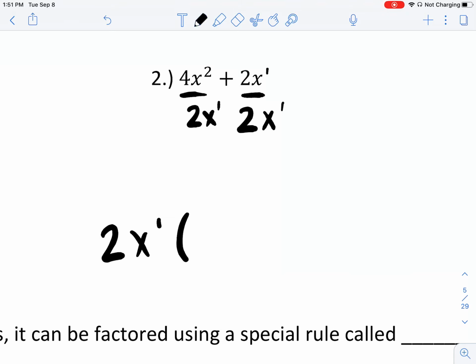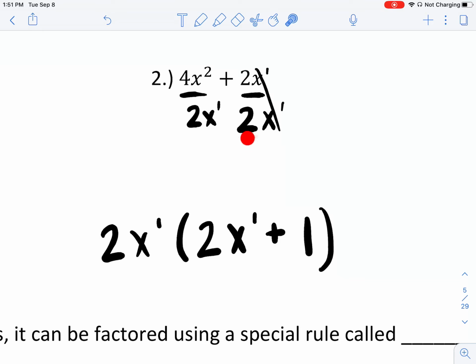So 4 divided by 2 is 2. X squared divided by x to the 1st. I subtract my exponents, so 2 minus 1 is 1. Bring down the plus sign. 2 divided by 2 is 1. And actually x to the 1st divided by x to the 1st, it's the same thing, it cancels out. You could have said 2x divided by 2x is something divided by itself. So you could have canceled it all out, but you do still need that 1 as the placeholder because technically something divided by itself always equals 1. So we have our answer.